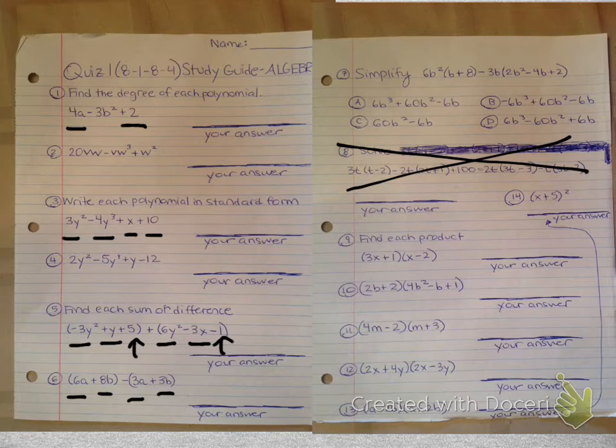For 9, 11, 12, 13, and 14, all of these, notice, have two binomials that you're multiplying by each other. So binomials, remember, means two terms. Whenever you have two binomials that you multiply by each other, you can always use the FOIL pattern. So we're going to use that for 9, 11, 12, 13, and 14. So 9 is 3x plus 1 times x minus 2.